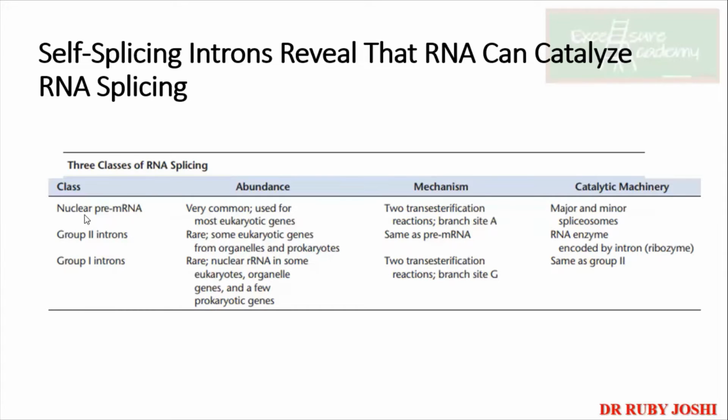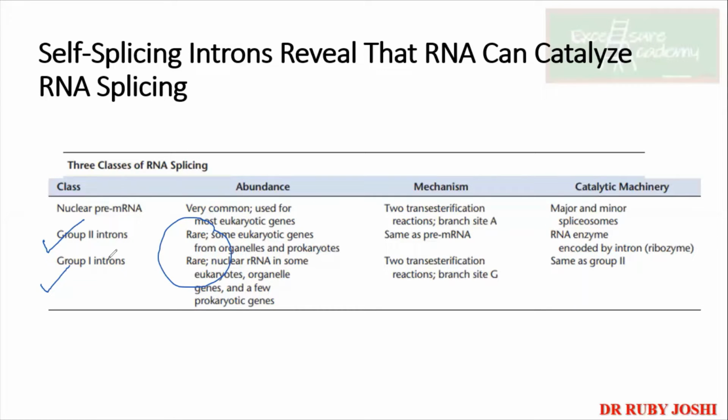Okay, so the first one is nuclear pre-mRNA, where normally the mRNA is being transcribed. The mechanism is two transesterification reactions. The branch A site is there, and this is done by the spliceosome, which we have just seen. Now we have the other two mechanisms belonging to group 2 introns and group 1 introns. They are rare, and present in only a few eukaryotic genes. Maybe in the organelles or, in the case of prokaryotes, rarely present.